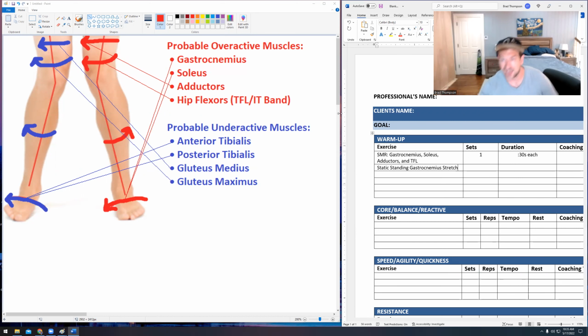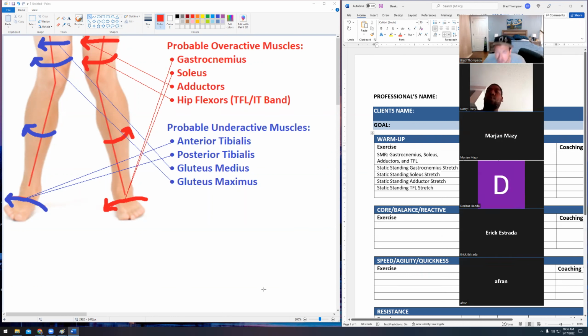Then I'm going to do a static standing soleus stretch, right? That's the one with the bent, same stretch, but with a bent knee. Then we'll do a static standing adductor stretch and a static standing TFL stretch. So I've got 4 stretches to pair with my 4 tight muscles here, right? We go with the gastrocnemius first. That's this one. We go with the soleus second. That's this one. We go with the adductors third, which would be this one, right? That lunge stretch. I'm stretching on my adductor over here.